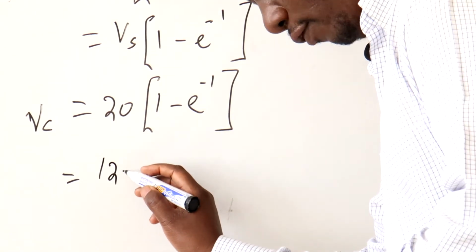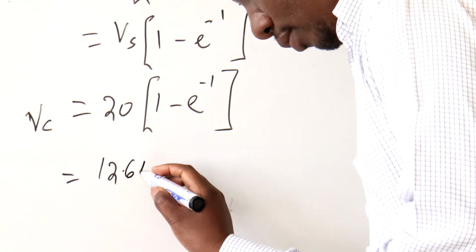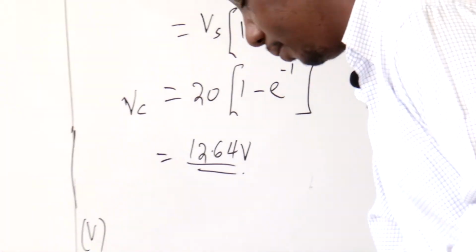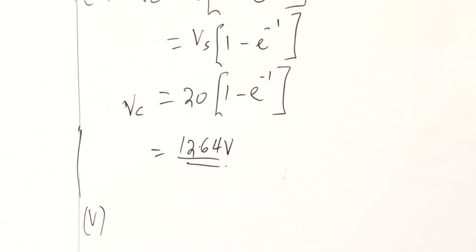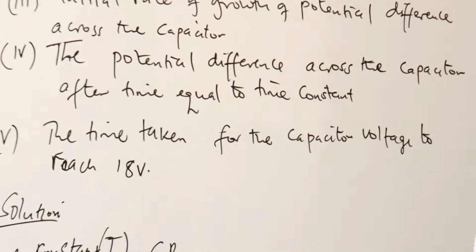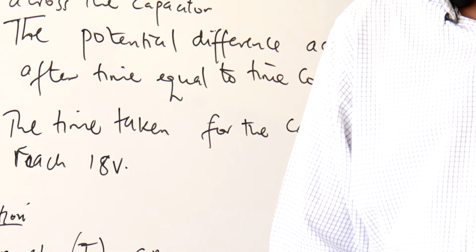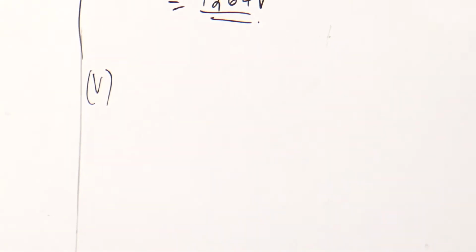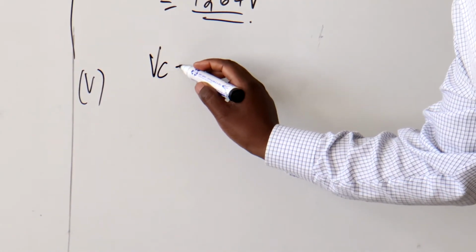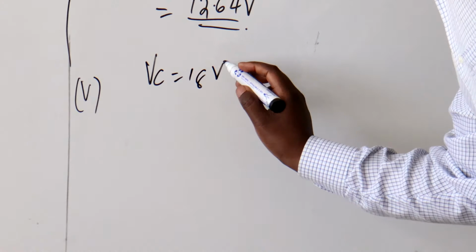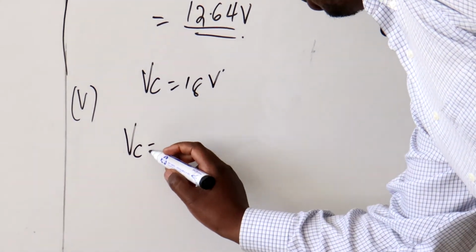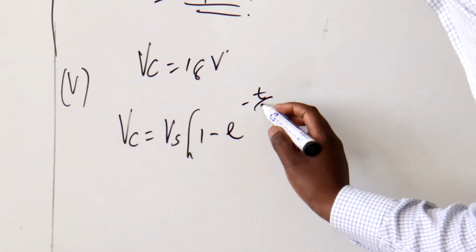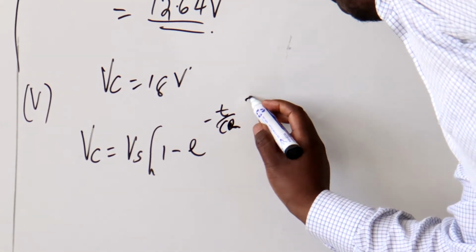That is 12.64 volts. Then the last part asks for the time taken for the capacitor voltage to reach 18 volts. That means our VC is supposed to be 18 volts. So VC is supposed to be Vs times (1 minus e to the minus t over tau), where tau is CR.